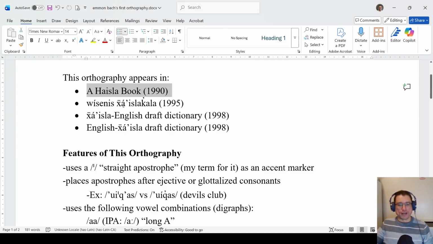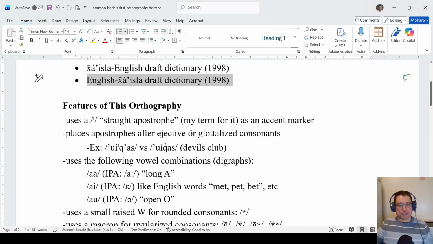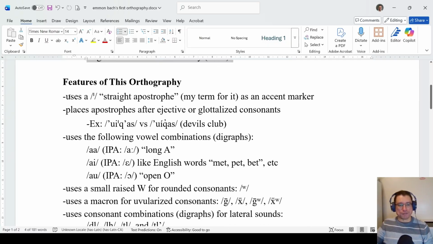There's one called a Isla book, which he created in 1990. There's also Wisini's Isla Kiala from 1995. There's a Isla English Draft Dictionary that was made in 1998. And there is also the same dictionary, but it was English to Isla, also from that same year. And I'm going to go over some of the features of this orthography.